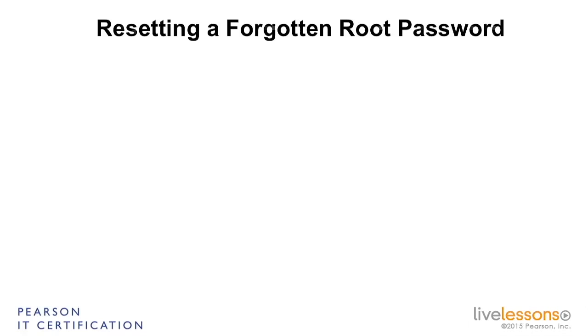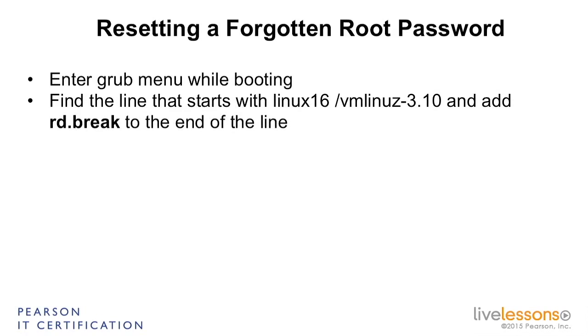So let's recap what you need to do to reset a forgotten root password. Please remember that this is an extremely important procedure and you should know how to do it. First you need to enter the grub menu while booting. Find the line in the grub menu that starts with linux16 /vmlinuz-3.10 and add rd.break to the end of the line. The version number in the vmlinuz file might be different. It depends on the current version of the kernel that you're using.